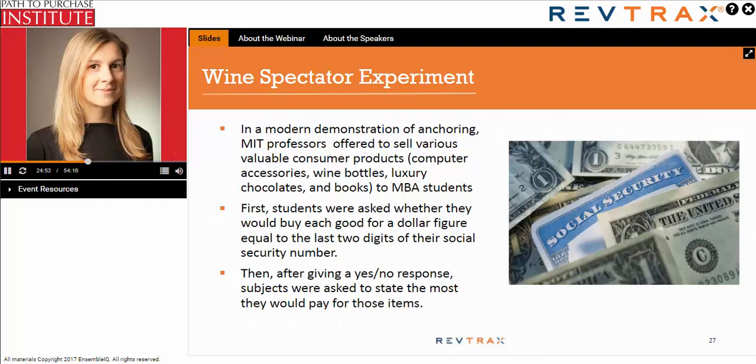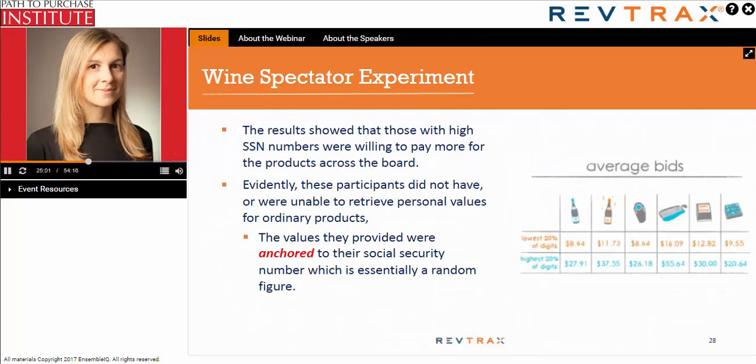And then, after giving a yes or no response, the subjects were asked to state the most they would pay for these items. And the results were pretty startling. Okay, so the results showed that those with high social security numbers were willing to pay significantly more for the products across the board. Doesn't matter what the products were.